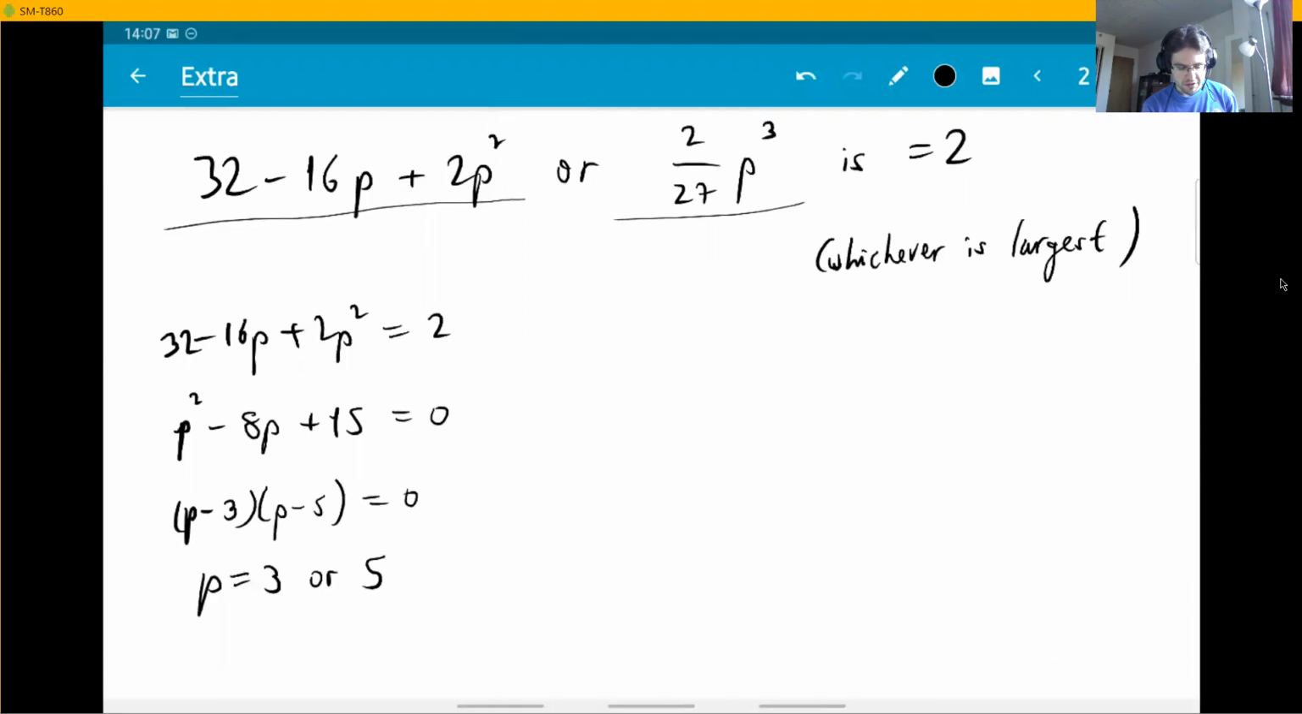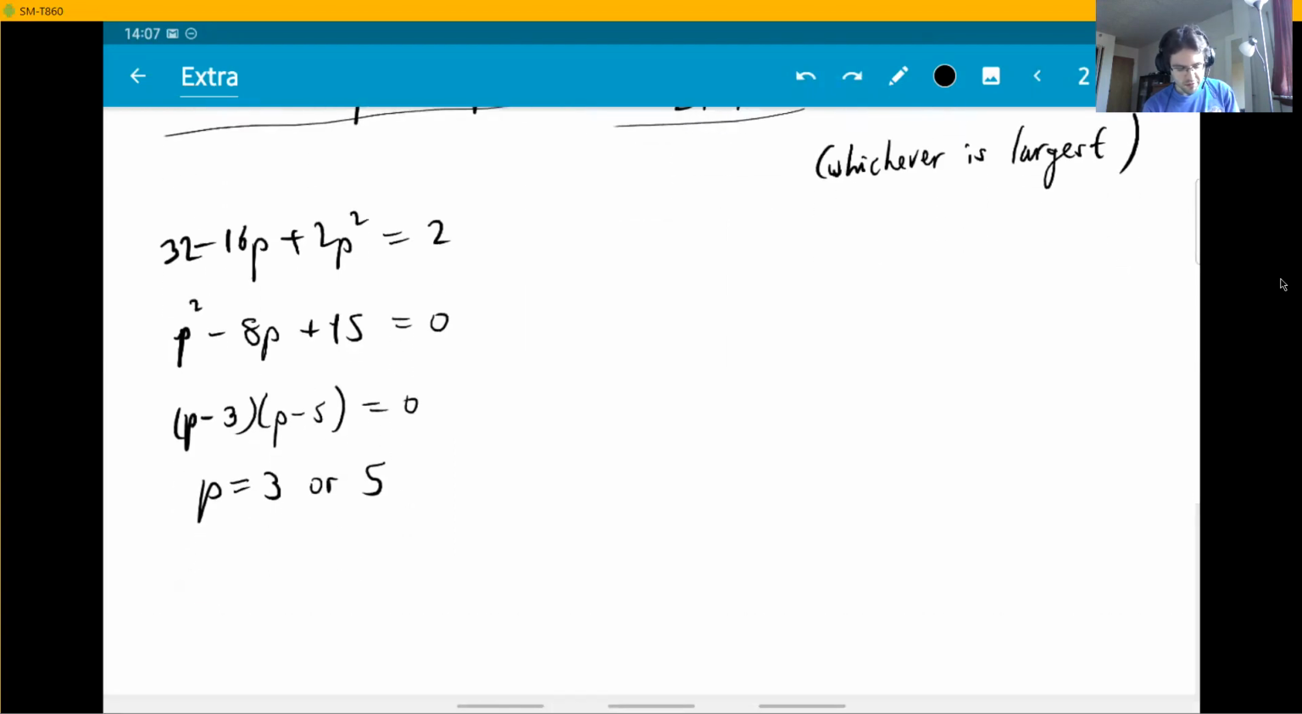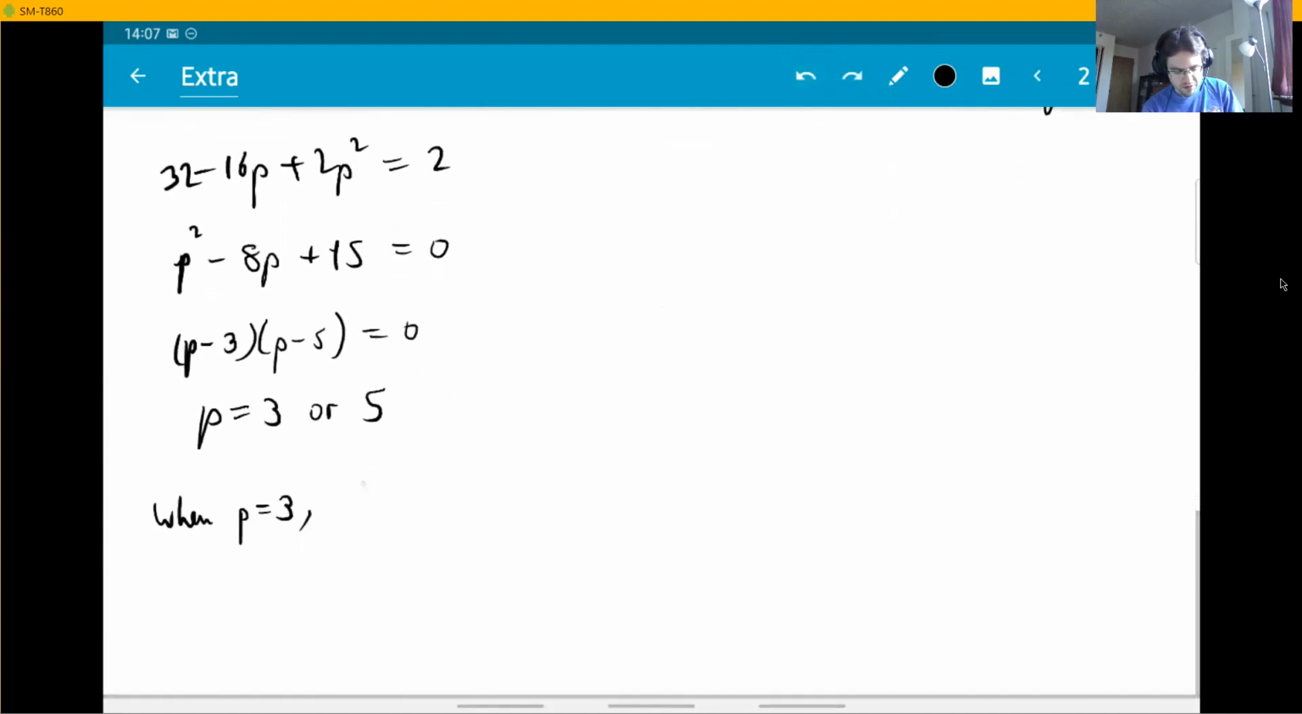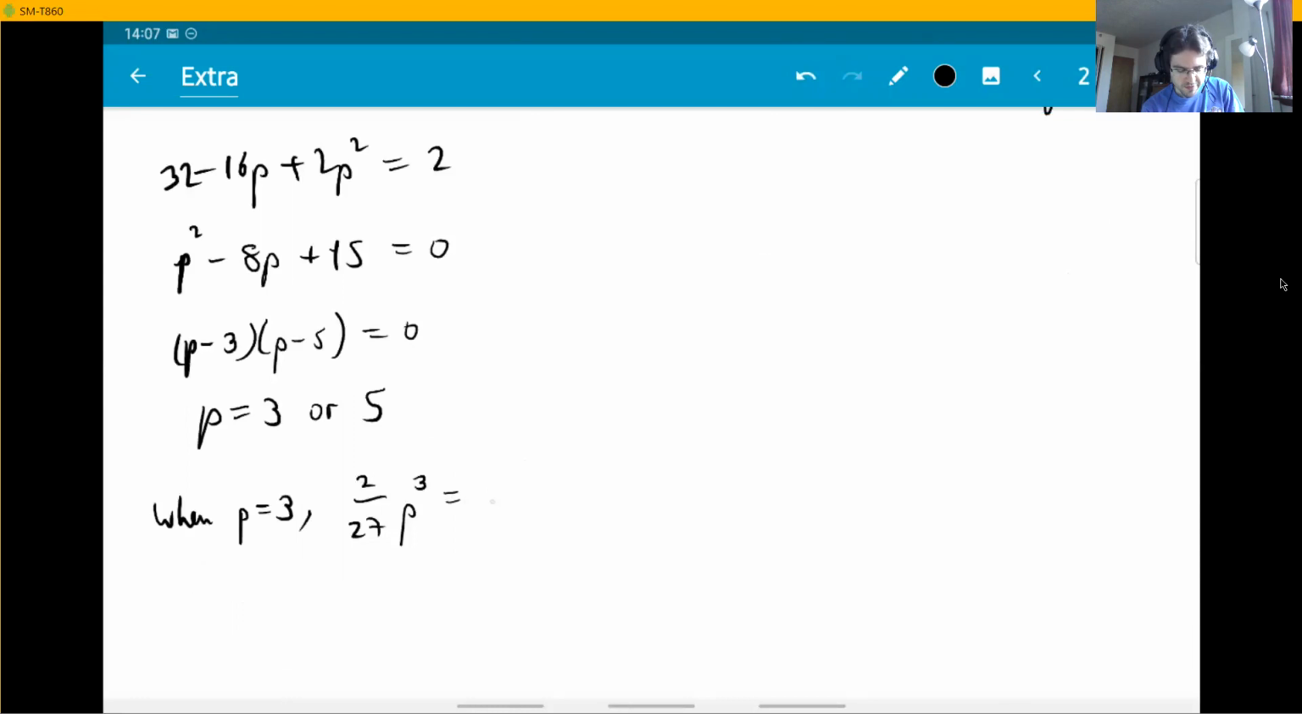However, if you think about this, when p is equal to 3 or 5, what is happening to the other expression? If that other expression gives you something larger, then that cannot be the value of p that you're looking for. Because remember, not only do you want one of these guys to be 2, you also want it to be the largest. You're looking for the max. So when p is equal to 3, the other expression, this one, 2 over 27 p cubed, what does that give you? That's an easy computation. 3 cubed is 27. The 27s go away. So the other one is also equal to 2.